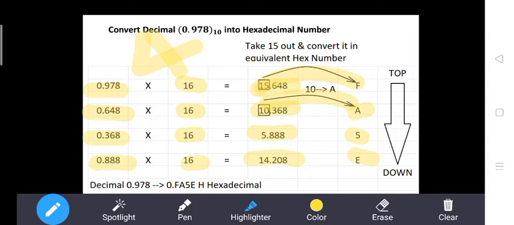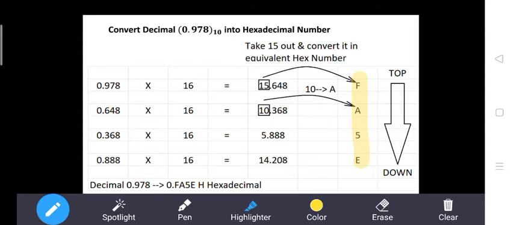Whatever the numbers I get, I write them from top to bottom. So 0.978 is equivalent to 0.FA5EH in hexadecimal. Once again, I repeat, 0.978 decimal is equivalent to 0.FA5EH in hexadecimal.